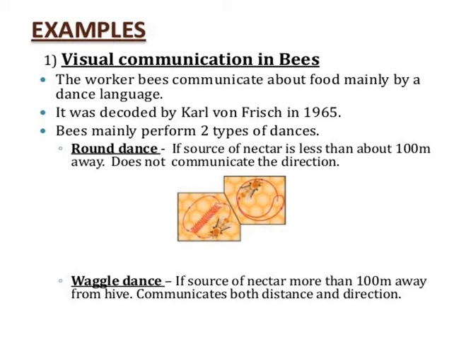It does not communicate directions by this round dance. Waggle dance is an improved sort of communication than round dance, in which both distance and direction of the source of nectar or flower are indicated. If the source of nectar is more than 100 meters away from the hive, then worker bees show this waggle dance to give the message to other worker bees that you must go and collect the nectar while the sunshine and the weather is good.